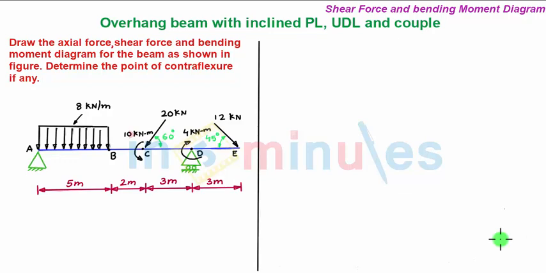Our problem statement is: draw the axial force, shear force and bending moment diagram for the beam as shown in the figure. So this is the figure given in the problem. Determine the point of contraflexure, if any.